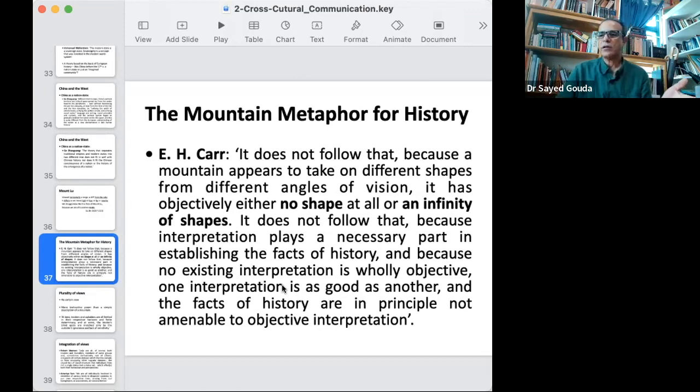It does not follow that because interpretation plays a necessary part in establishing the facts of history, and because no existing interpretation is wholly objective, one interpretation is as good as another, and the facts of history are in principle not amenable to objective interpretation. So he says here there is no objective interpretation for history. Any interpretation of history is somehow subjective. And that's why one interpretation might be as good as another.